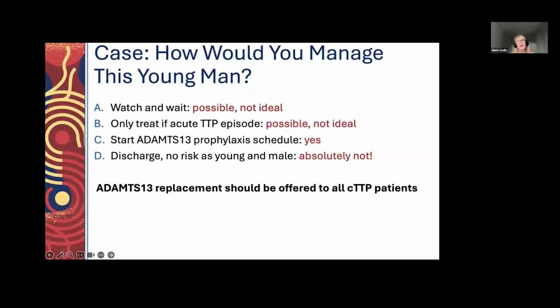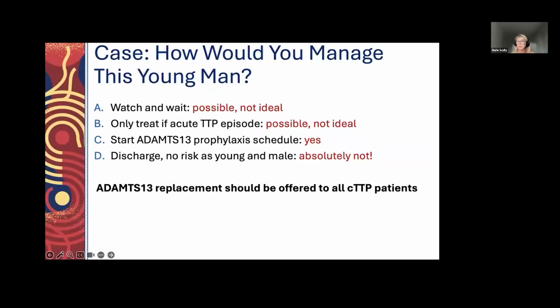So if we go back to our case of our 15-year-old young man who was picked up through family screening, what should we do? We can watch and wait. That is possible. Personally, I don't feel it's ideal, but many physicians will opt for this option. Only treat if you have acute TTP episodes. Yes, but again, not ideal for the reasons that we've already discussed.